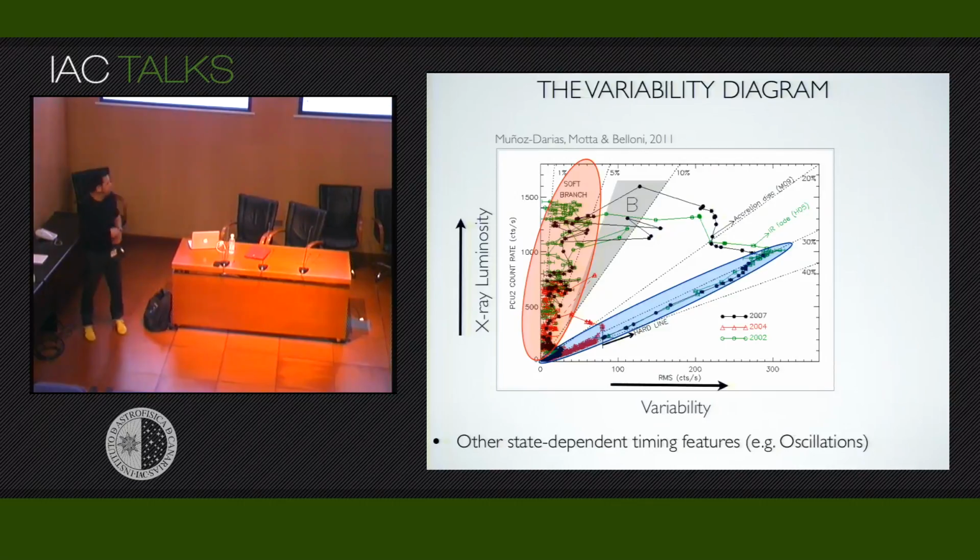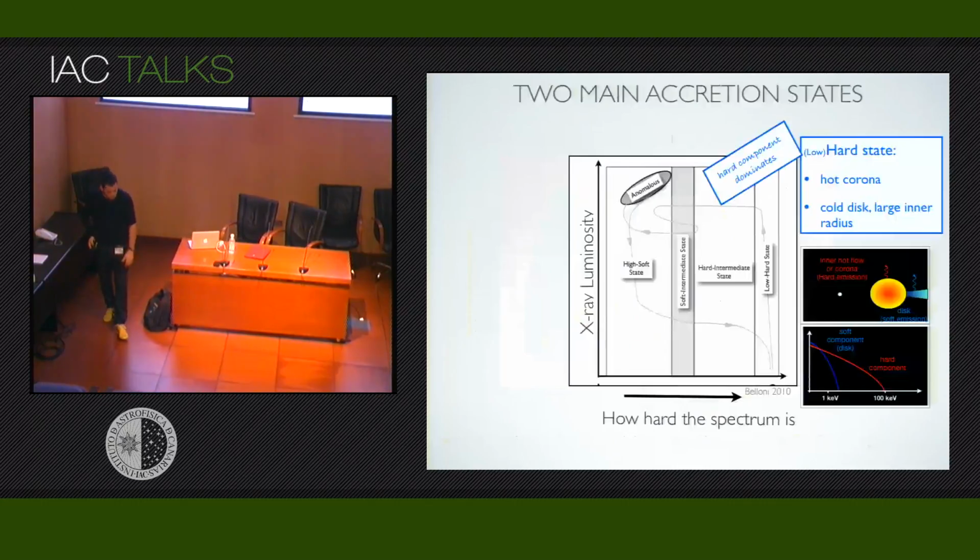It's also worth mentioning that there are other state-dependent timing features, like quasi-periodic oscillations, that we know happen at very particular phases of the outburst. For instance, we have QPOs in this area, but we don't have QPOs in this area. So there are many things that can be connected to these X-ray states that we believe are actually connected to different accretion states.